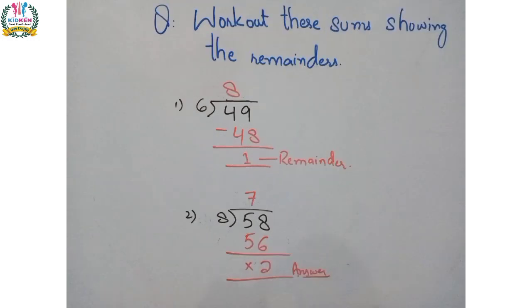Work out the sums showing the remainders. So simply you can start counting the table of 6 up to 49 or less than 49. So 6 times 8 is 48. So 6 times 8 is 48, we can subtract 48 from 49, then our remainder is 1. So simply you can find the remainder in these questions after division.